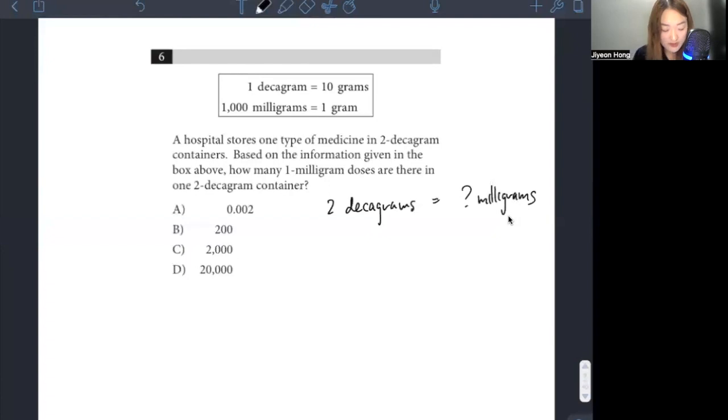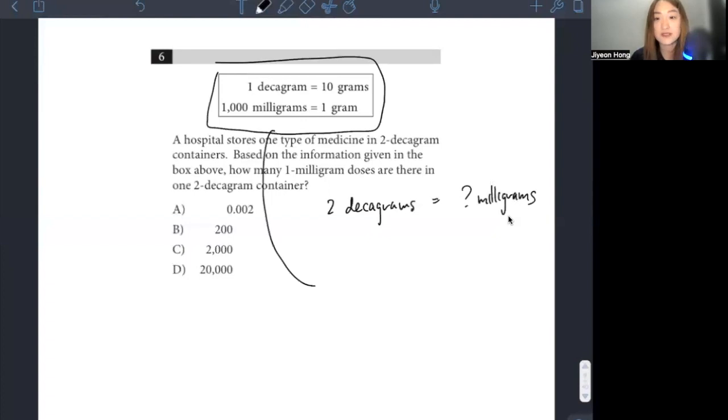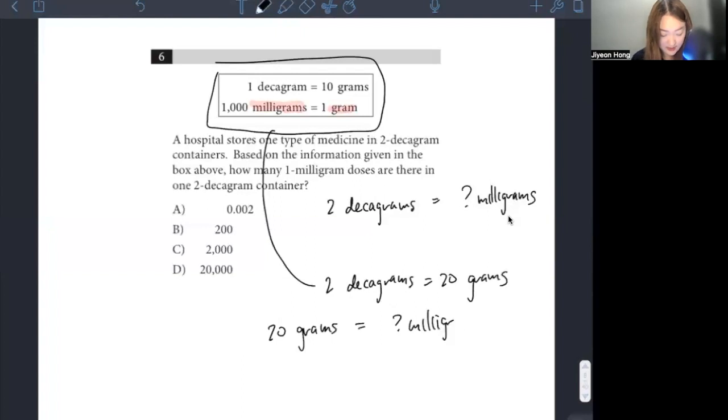So given this information, the first thing that I would do is, if 1 decagram is 10 grams, I would think, okay, how many grams are in 2 decagrams? So we have 2 decagrams is then equal to 20 grams. And then now we do have the conversion of grams to milligrams, which is our final unit that we need, which is milligrams, right? So the final question is, in 20 grams, how many milligrams are there? So this is the same thing as saying in 2 decagrams, how many milligrams are there?